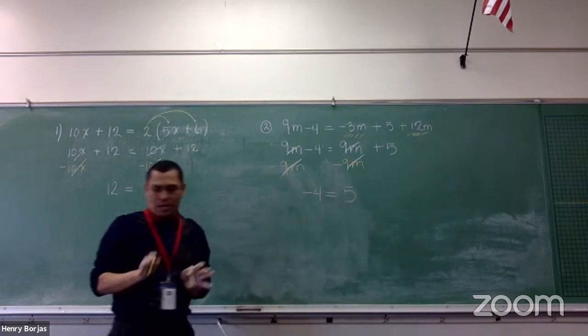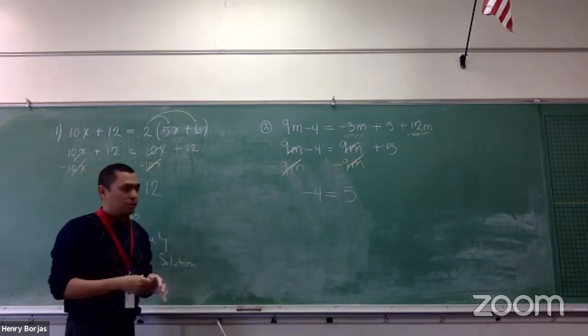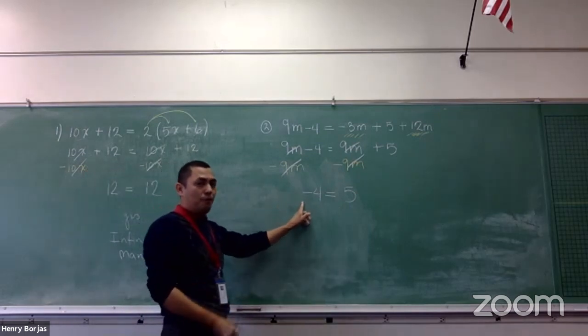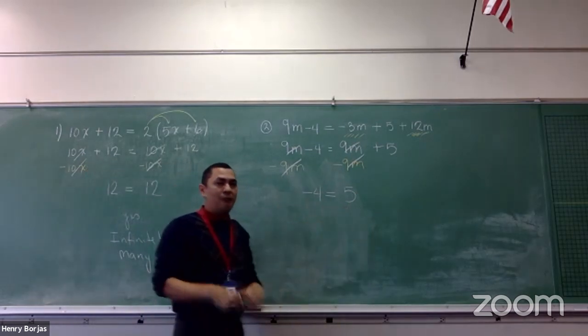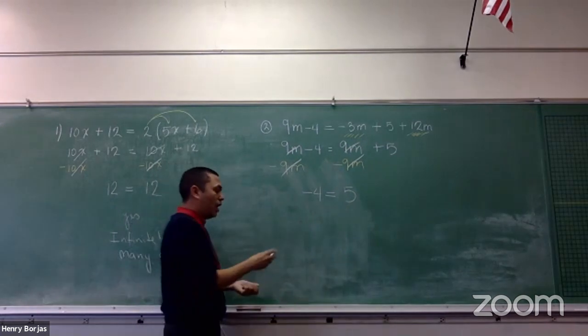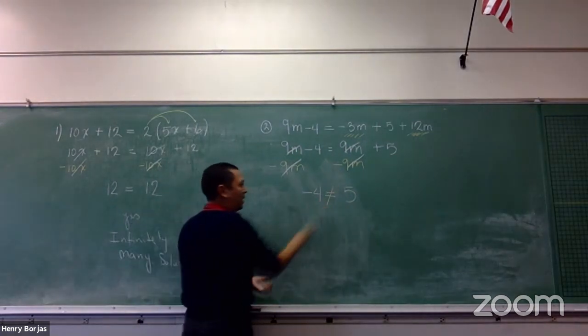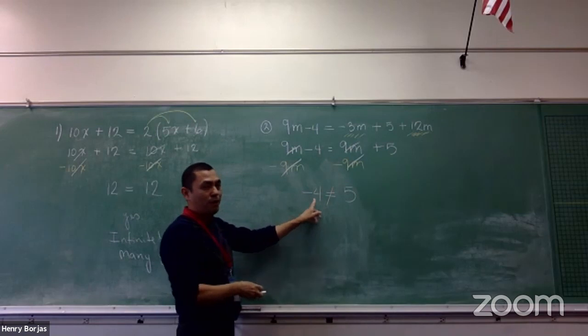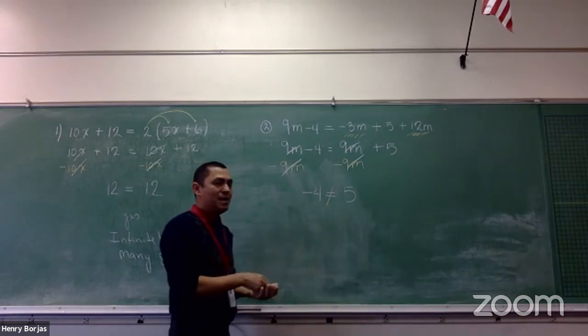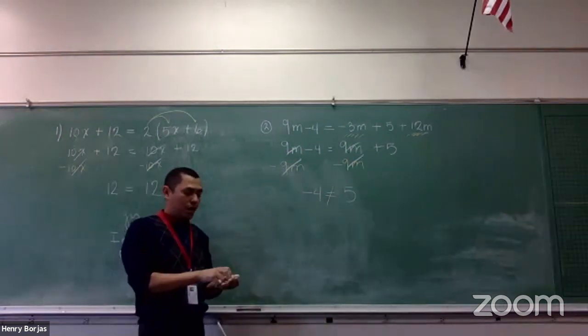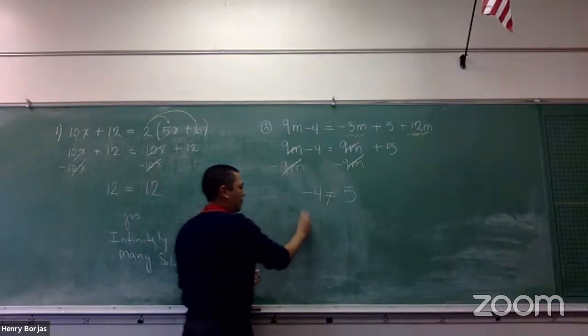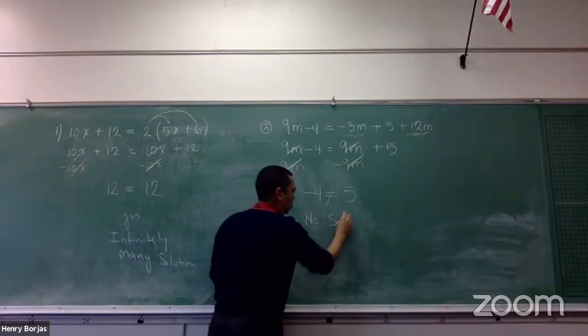Now let's stop a little bit and ask ourselves, is negative 4 equal to positive 5? The answer is pretty obvious, it's not. So I just cross a line. That means negative 4 is not equal to 5. So what is my solution? My solution is no solution.